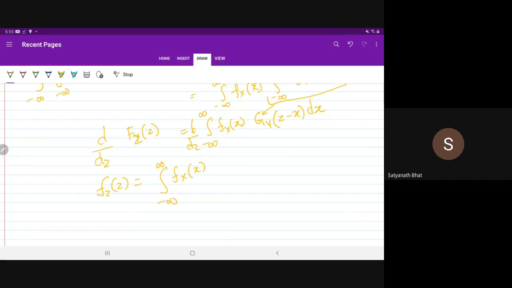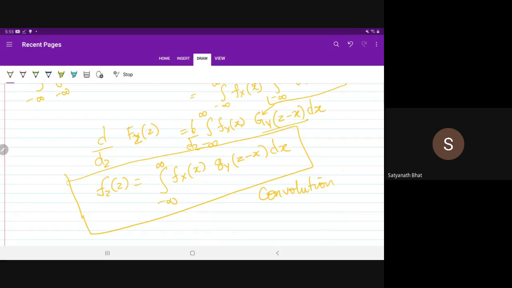So you will get fx of x, since there is no derivative, no z here, it directly passes. So it comes over here, which has a z. So we have to take derivative of that, and now we will do chain rule. So this will give us gy of z minus x dx. Okay, so this is the convolution formula.